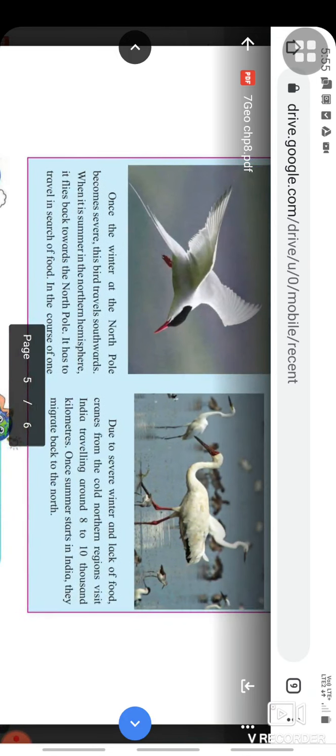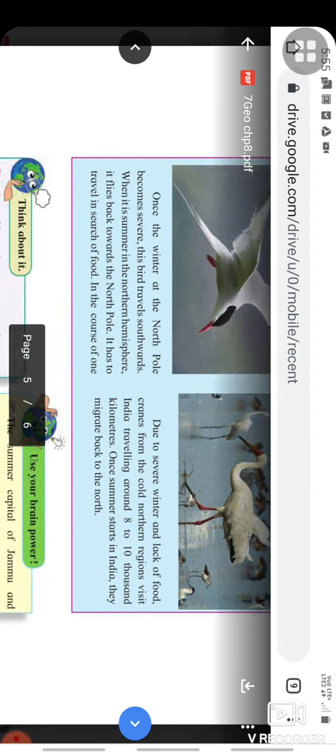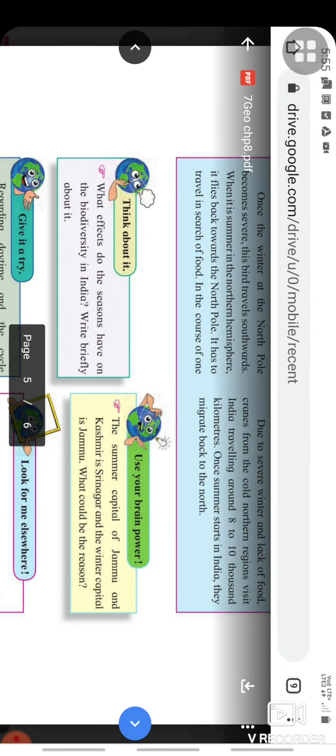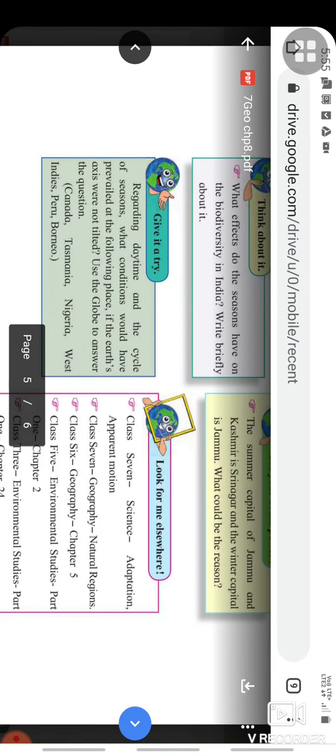Due to severe winter and lack of food, cranes from the cold northern regions visit India, traveling around 8 to 10,000 kilometers. Once summer starts in India, they migrate back to the north. Think about what effects the seasons have on the biodiversity in India, and write briefly about it.